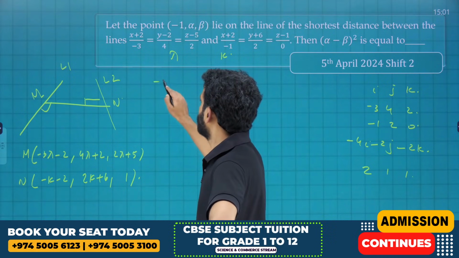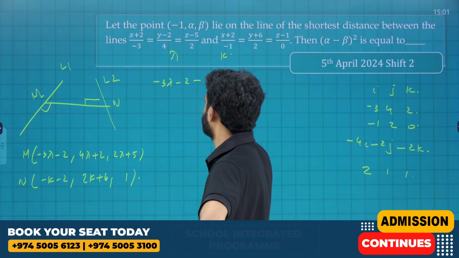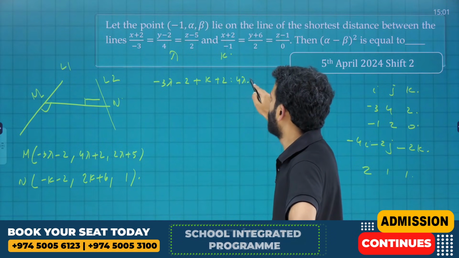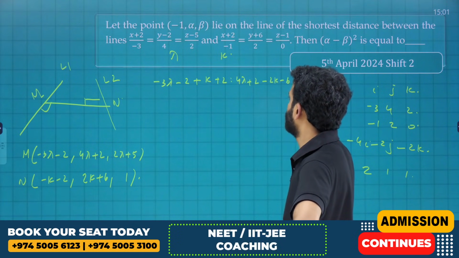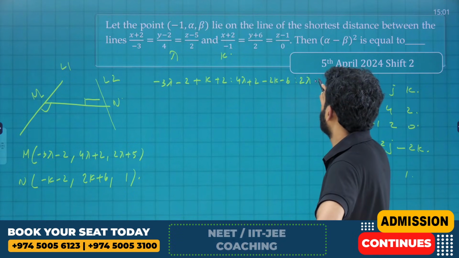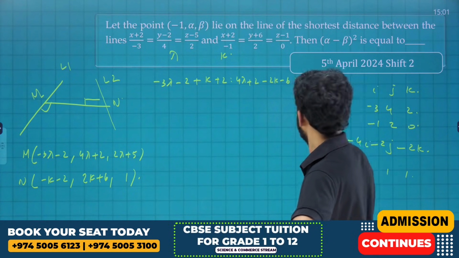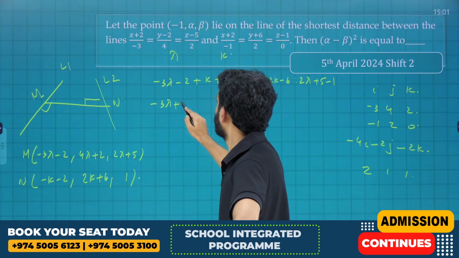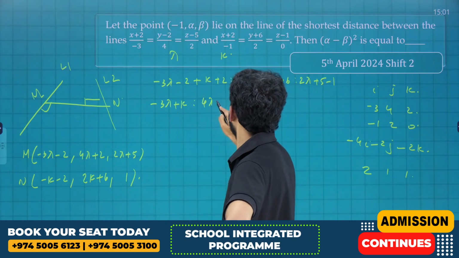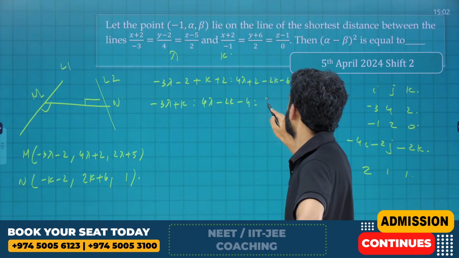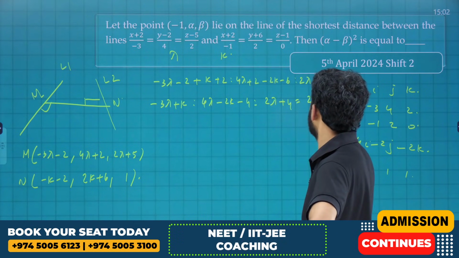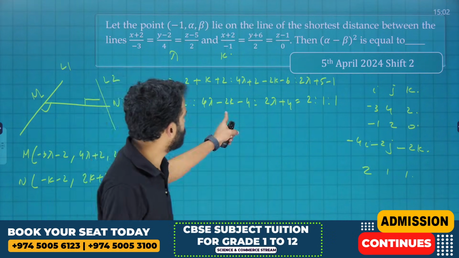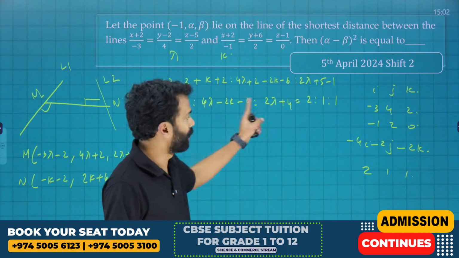That is minus 3 lambda minus 2 minus minus k minus 2 is to 4 lambda plus 2 minus 2k minus 6 is to 2 lambda plus 5 minus 1. That is minus 3 lambda plus k is to 4 lambda minus 2k minus 4 is to 2 lambda plus 4 is equal to 2 is to 1 is to 1. And how are you going to formulate this one? These two ratios are 1 is to 1, so both of them should be the same, right?